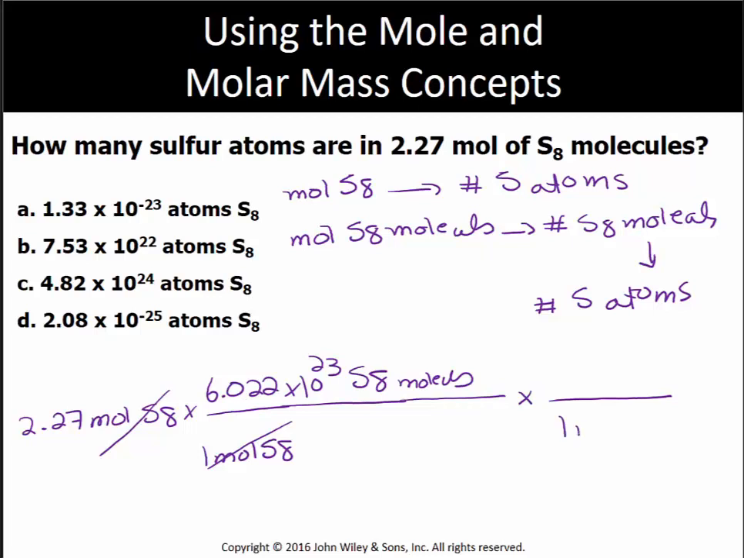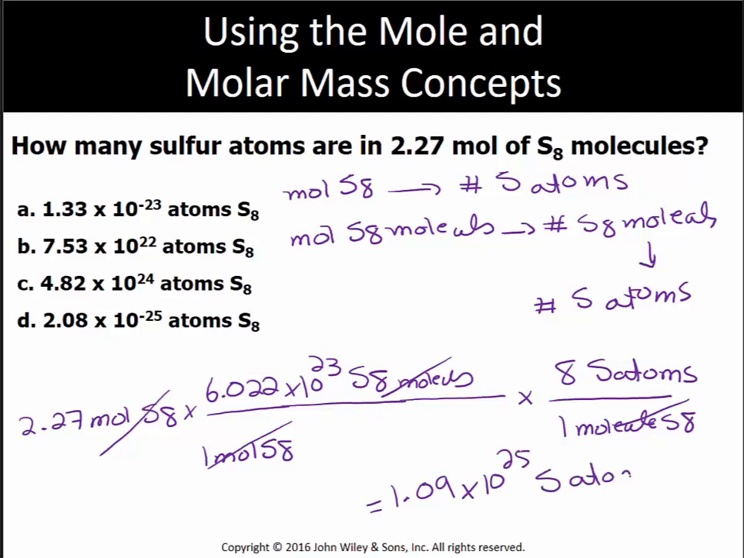Now each molecule of S8 contains 8 sulfur atoms. (1.09 times 10 to the 25 sulfur atoms.